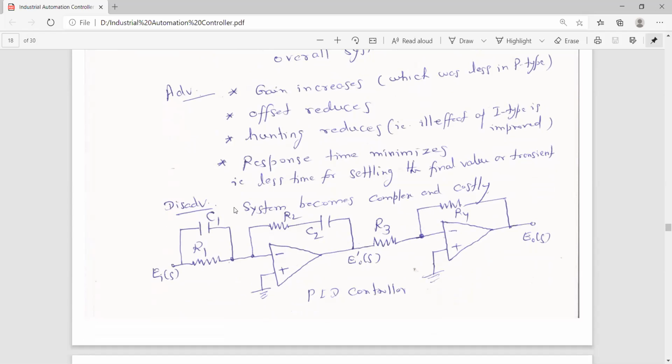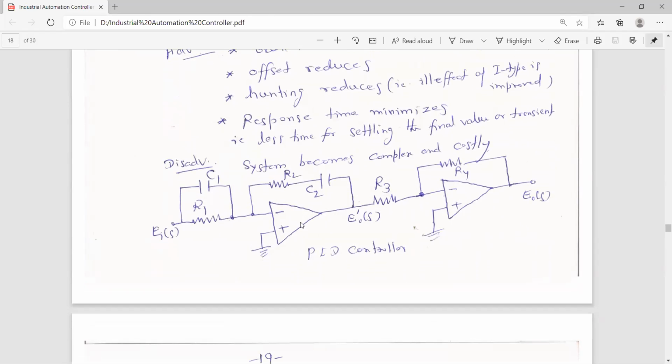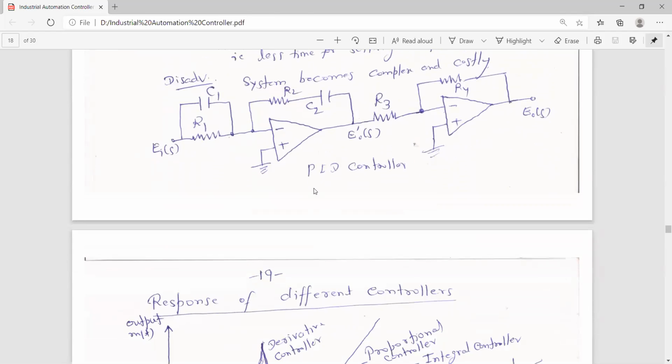But the major drawback is that this is a combination of a large number of components. So the system becomes complex and costly, and in some ways less stable, because of the larger number of components and their effect. And this is the diagram or realization using the operational amplifier.